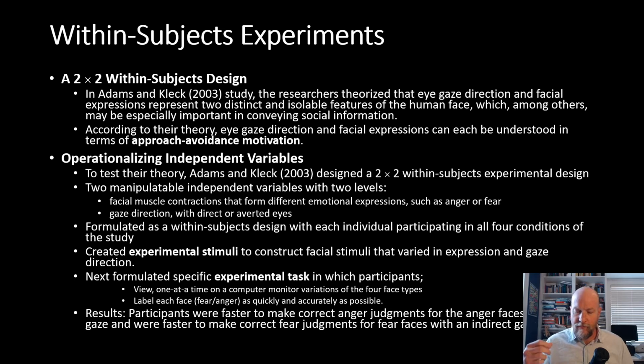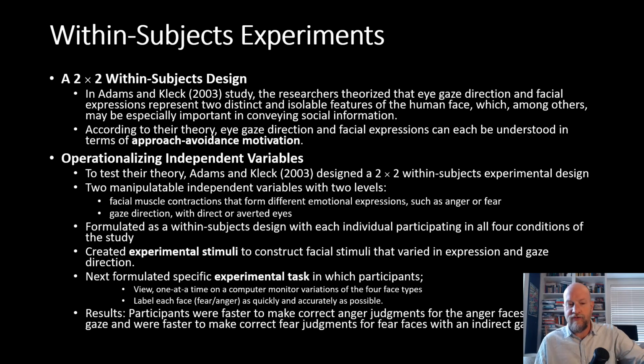So they had 32 participants, and each experimental task included 240 slides. Okay, so there were 60 examples of each of those possible 4 conditions. Okay, 60 times 4, 240. And they had them essentially answer that question, fear or anger, as fast as they possibly could.